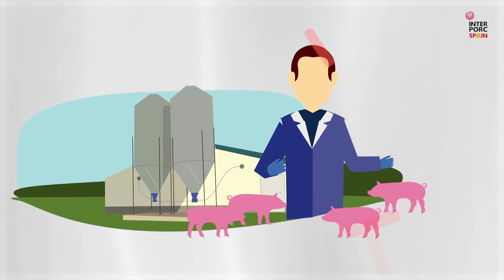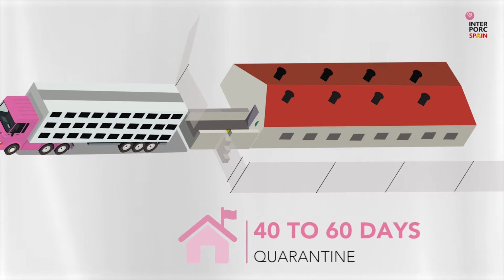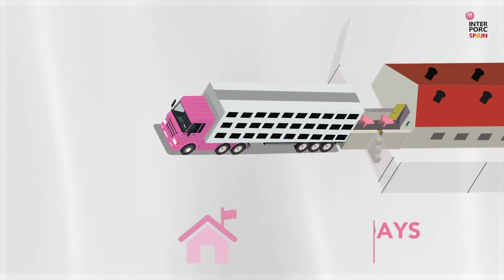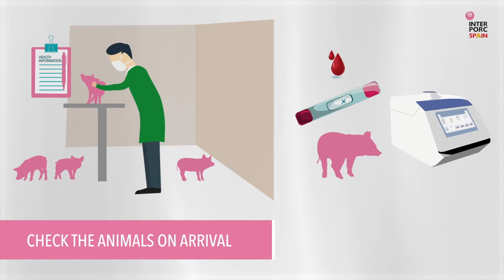Animals that have just arrived at the farm must stay in quarantine for between 40 and 60 days in a space which is separate from the main farm. We must have all the background health information and check the animals on arrival.